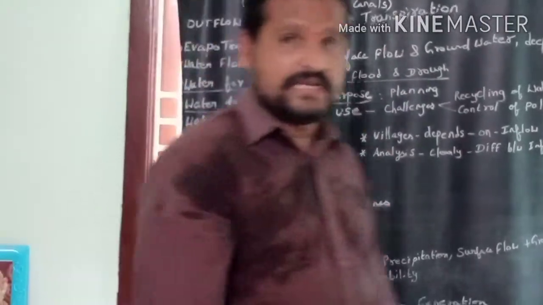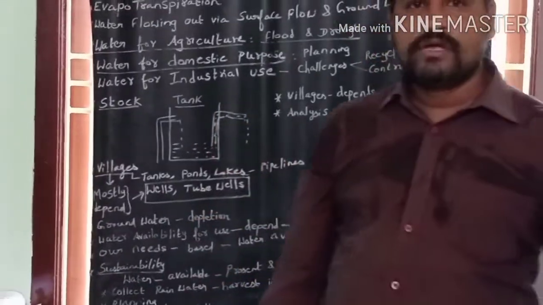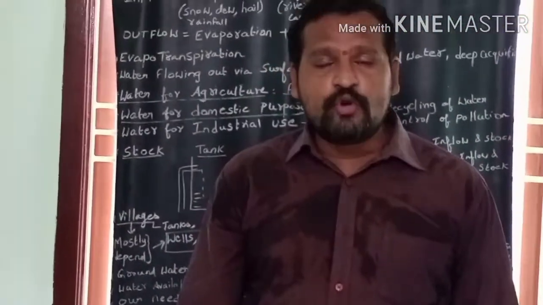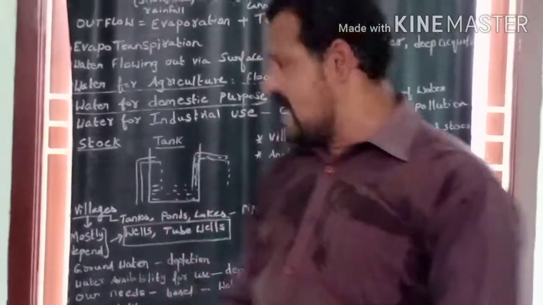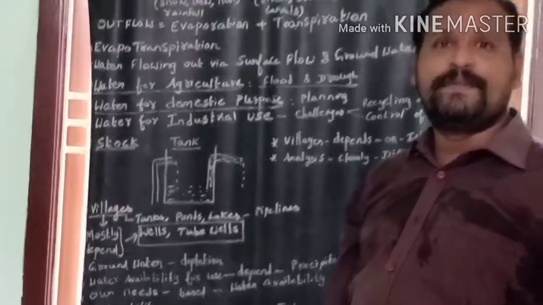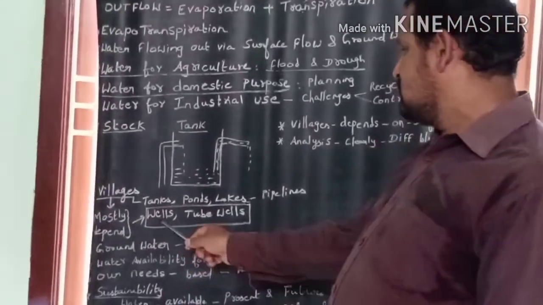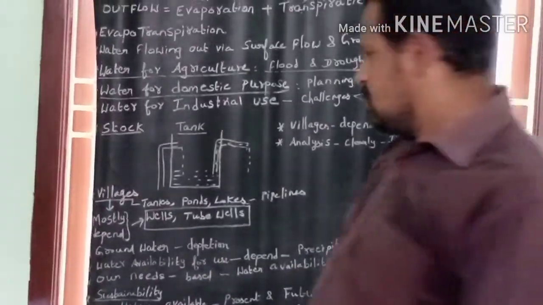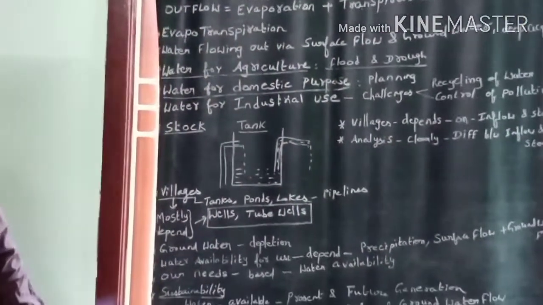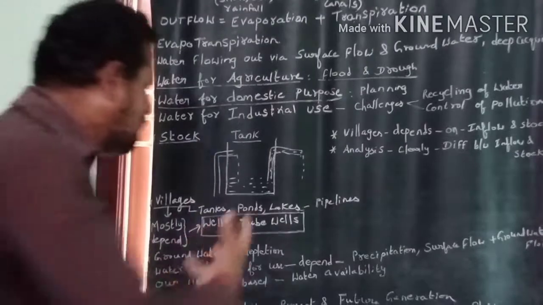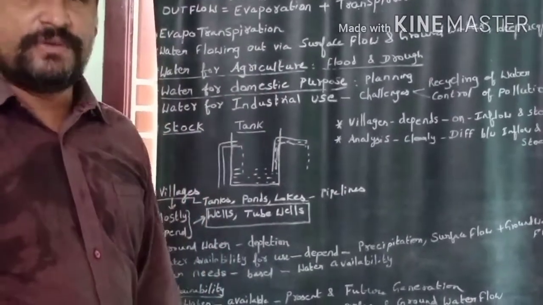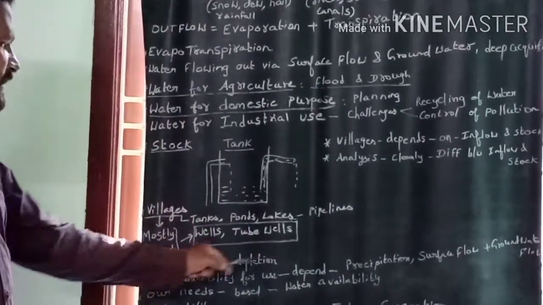You know one thing, children, most of the villages in India do not consist of all these. So they depend on wells and tube wells for water. Mostly all the villages in India extract the water from wells and tube wells extensively. As a result, groundwater becomes less.